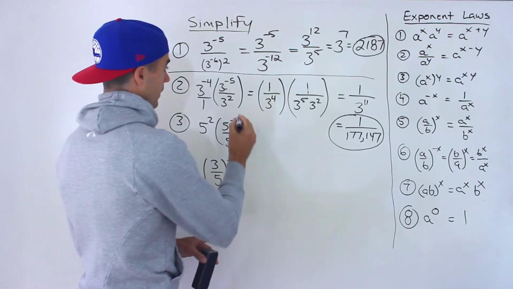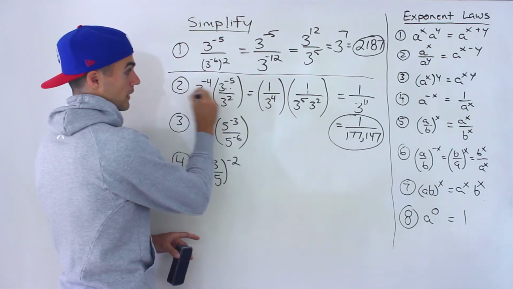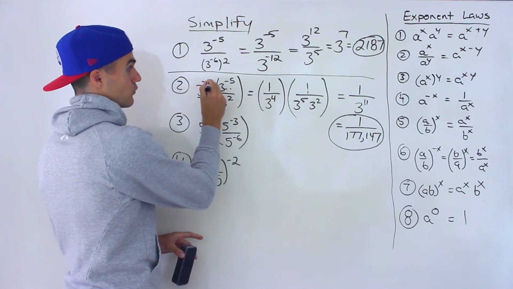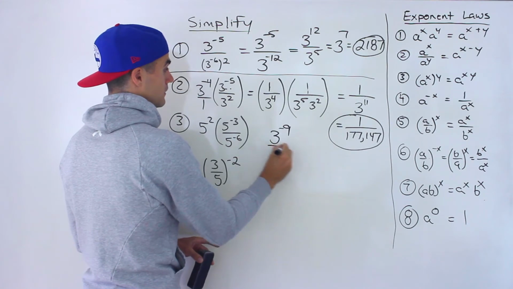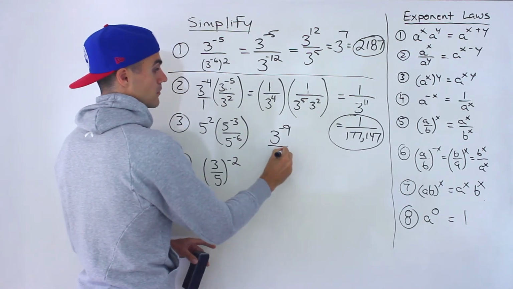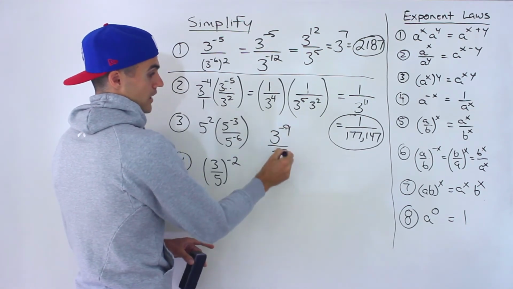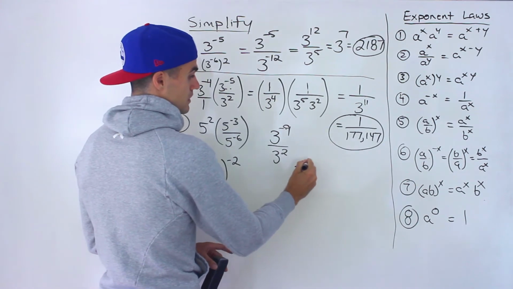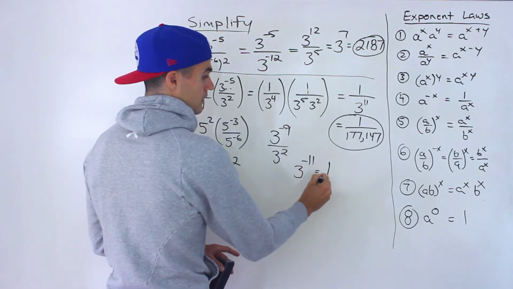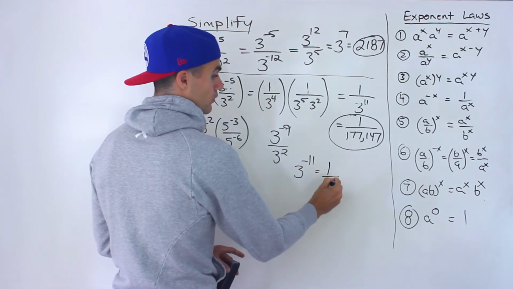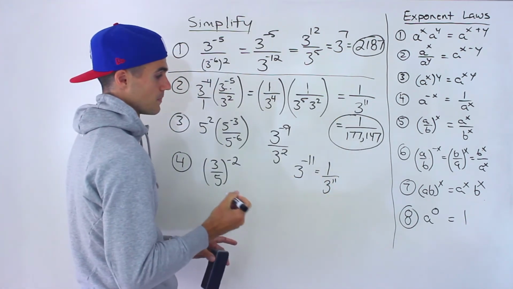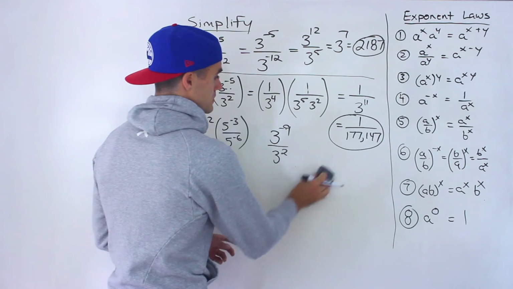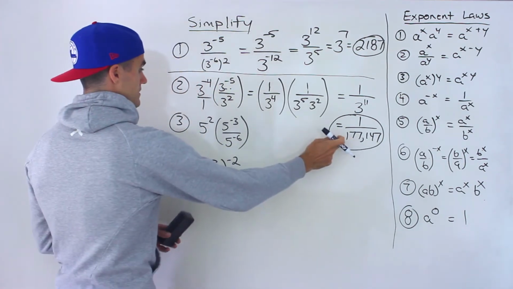But again, you could have gone about it in different ways. You could have multiplied these two and added them. Negative 4 plus negative 5 would give us negative 9. And then we'd keep the 3 to the power 2 there. And then negative 9 minus 2 would give us 3 to the negative 11, which would be 1 over 3 to the power of positive 11, which would be that step right there. Right? So different ways to go about it. That's the final answer.